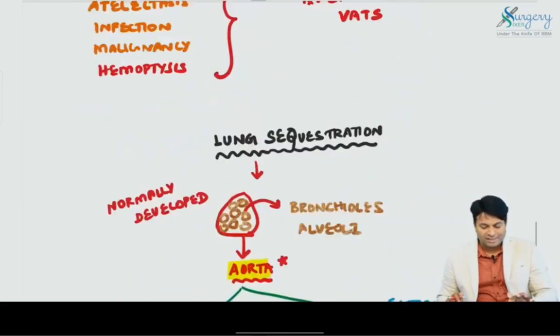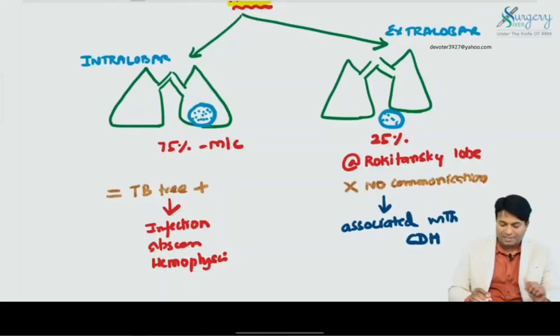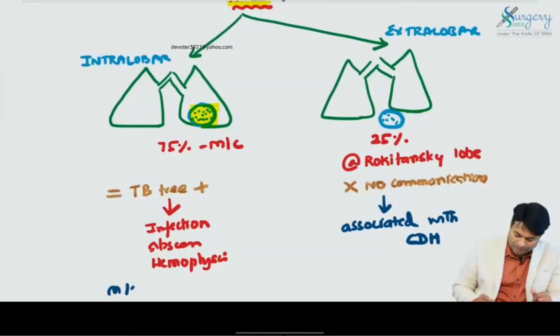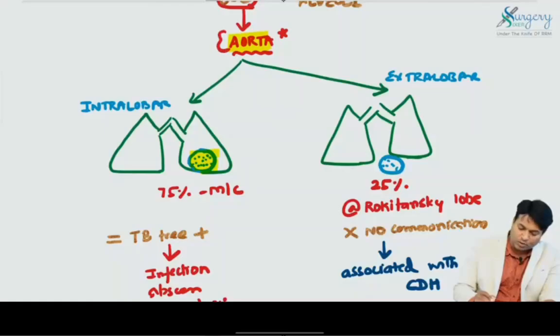Where did I tell you the bronchogenic cyst is common? In the right lower lobes, whereas intralobar sequestration is most common in the left lung. Both intralobar and extralobar sequestration are going to receive blood from the aorta.